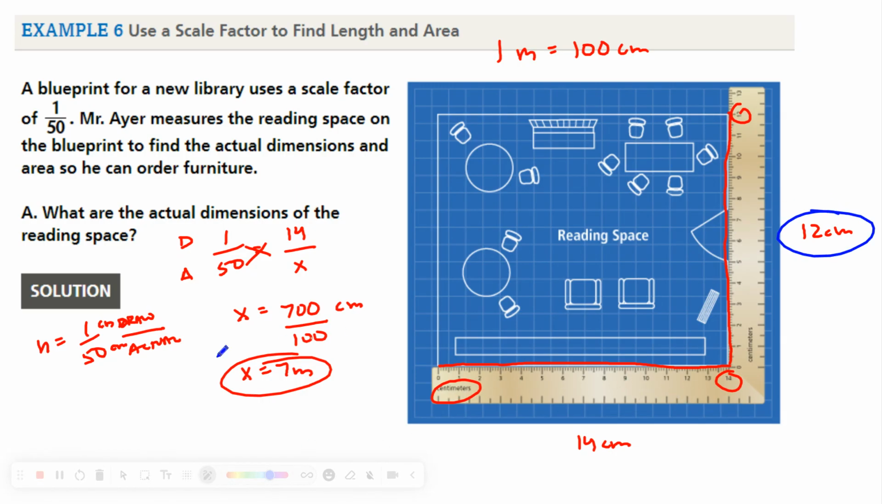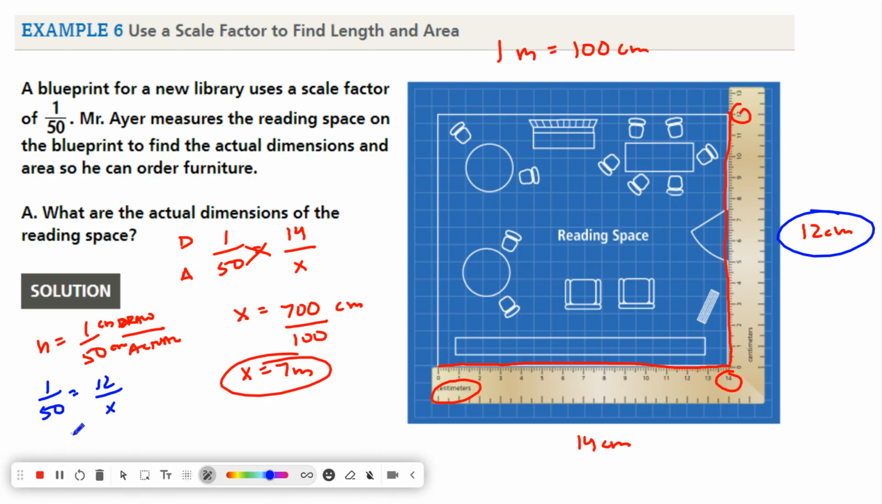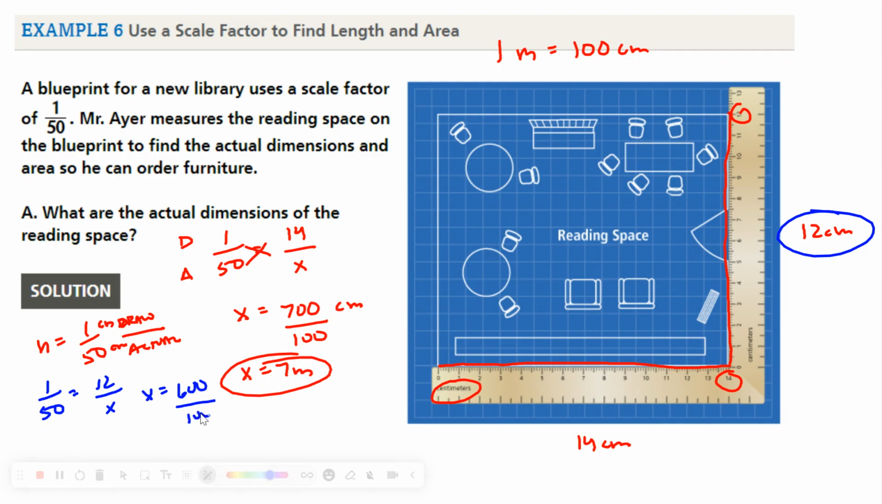Okay, I'll do the same thing with the 12. So we'll create this proportion. So 1/50 equals 12 over x. I'm going to cross multiply to get x equals 12 times 50, which is 600, and then again we'll divide that by 100 because that's in centimeters. Let's call this y, not to confuse ourselves, and y is 6 meters. Sorry for going this way with it. And that is your other dimension. So the actual dimensions of this room are 7 meters by 6 meters. And if you want to write it pretty, that'd be 7m by 6m.